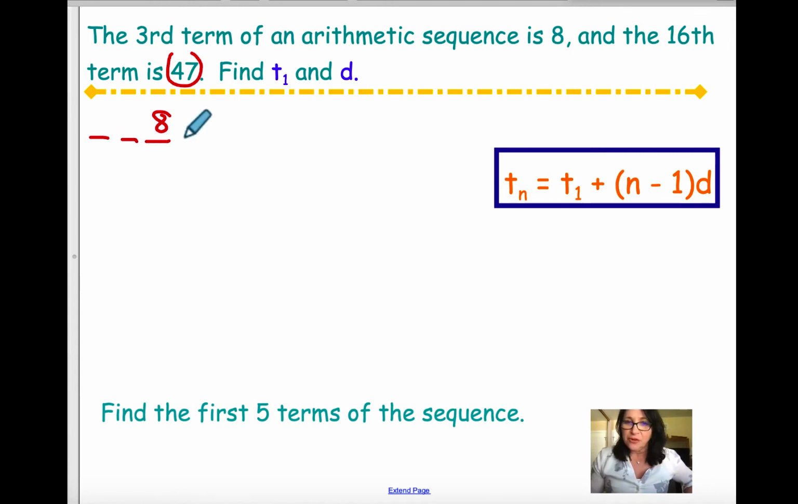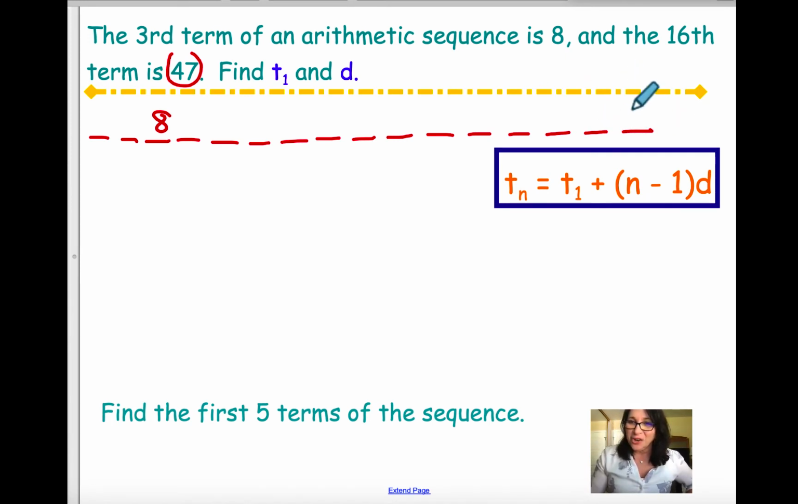So I'm going to write this out: 1, 2, 3, third term, 4th, 5th, 6th, 7th, 8th, 9th, 10th, 11th, 12th, 13th, 14th, 15th, 16th. So my 16th term is 47, and so this right here is T of 16. And normally you would say that this is T of 3, but your job is to find T of 1, which is way over here. However, this is what you need to remember.